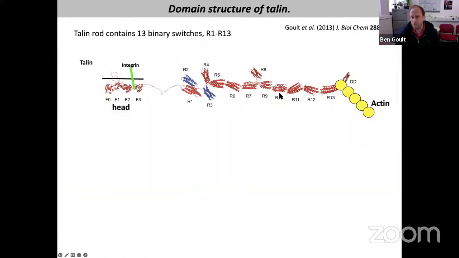And as Ankita pointed out, I've been working on this since 2006 when I joined Dave Critchley's lab. I was actually working on talin in 2005 because when I was at AstraZeneca, I was asked to test a load of NMR software.